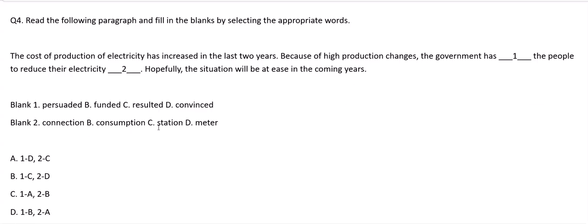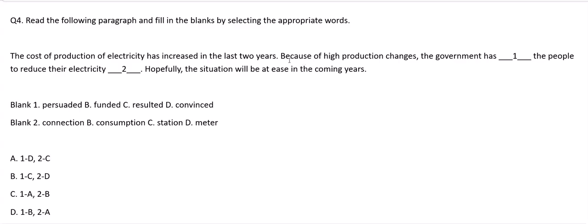Here a passage, I mean a paragraph, is given. It has two blanks. We have to choose which option best fits each blank. First of all, read the paragraph. The cost of production of electricity has increased in the last 2 years. Because of high production charges, the government has dash the people to reduce their electricity dash. Hopefully, the situation will be at ease in coming years. If you understand the paragraph, it is telling that the cost of production of electricity has increased, so the government is requesting the people to reduce their electricity usage.